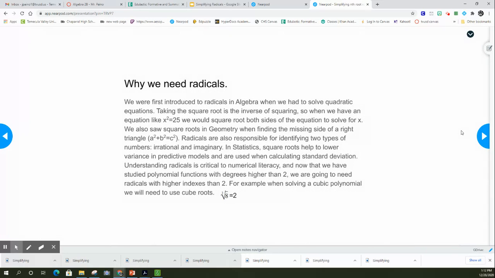All right, so why do we need radicals? In Algebra 1, you were first introduced to radicals when we were solving quadratic equations. So you had an equation like x squared equals 25. You'd square root both sides of the equation to solve for x. You would get x equals 5 and x equals negative 5, because negative 5 squared is positive 25. That's where we were first introduced to square roots.